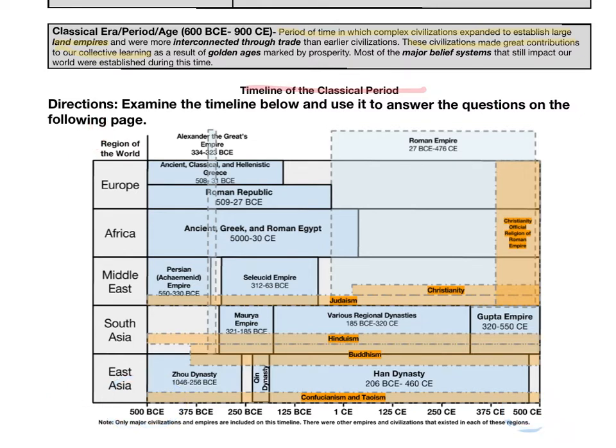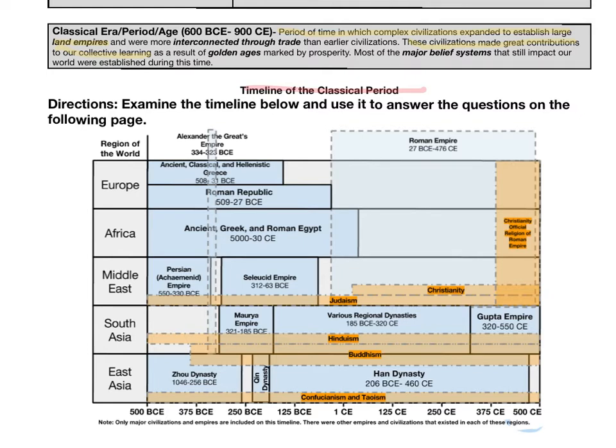The regions of the world that are represented on the timeline are Europe, Africa, the Middle East, South Asia, and East Asia. The purpose of this timeline is to see that there were many different things in different regions of the world happening at the exact same time.